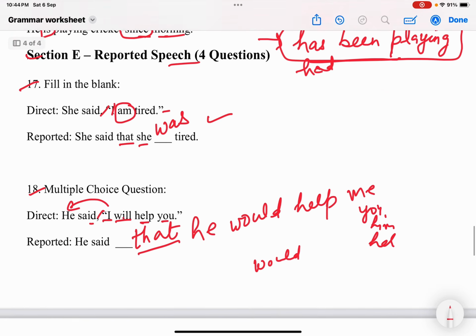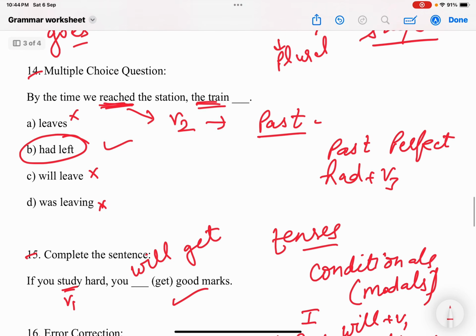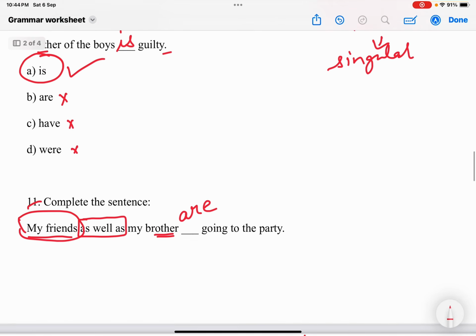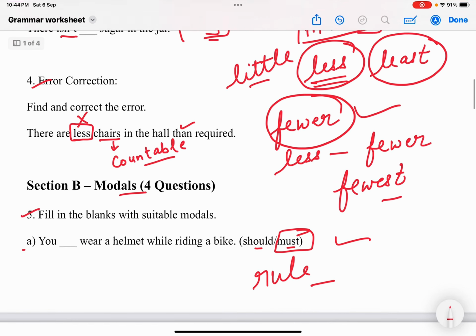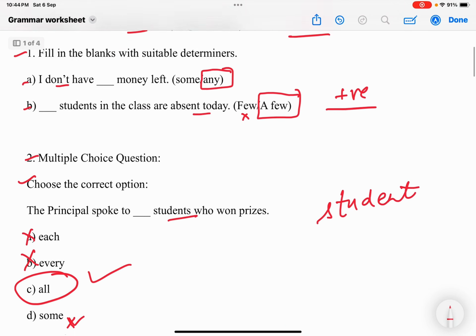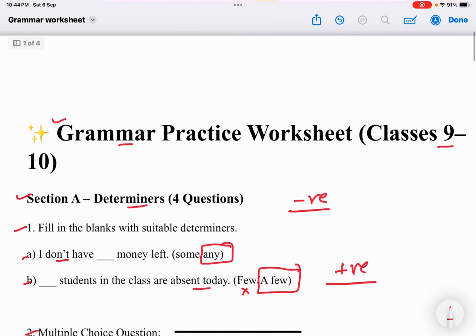So this was the worksheet related to grammar, and I have covered all the topics that are in the syllabus for class 9 and 10. Okay, so such kind of questions would be there in your examination also. Very soon I will be back with a series of sample grammar questions from your last year question papers for class 10. Okay, so we will learn a lot.